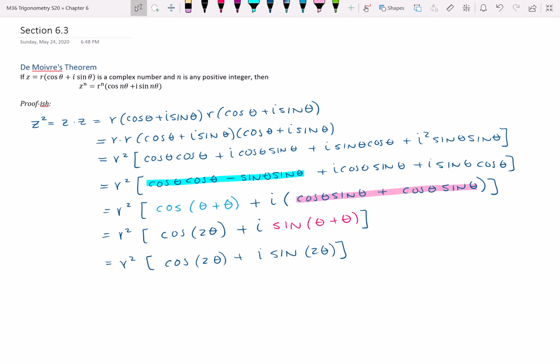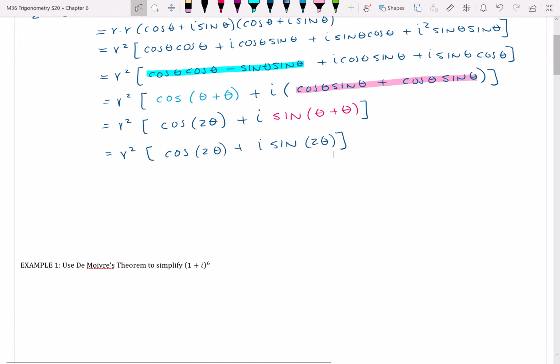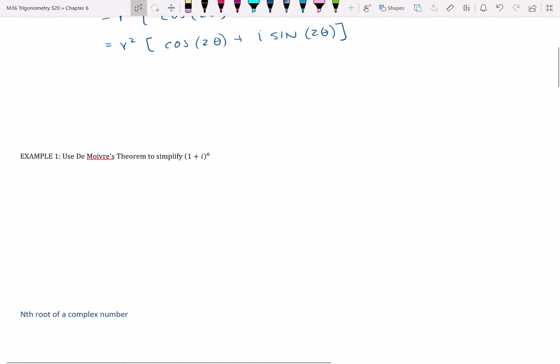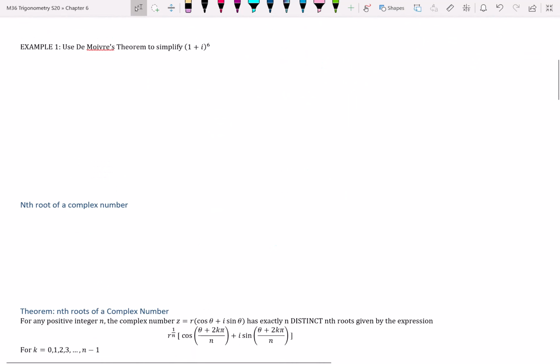But I actually wanted to do an example where we use this theorem. So let's move on and try an example. Example 1 tells us: use de Moivre's theorem to simplify 1 plus i raised to the 6th power. Again, we have this complex number now being raised to the 6th power, and we don't have to multiply 1 plus i six times. We totally could do that, but why don't we just use de Moivre's theorem?